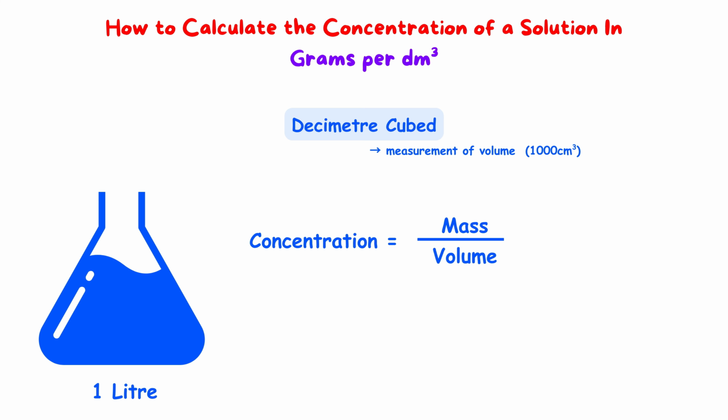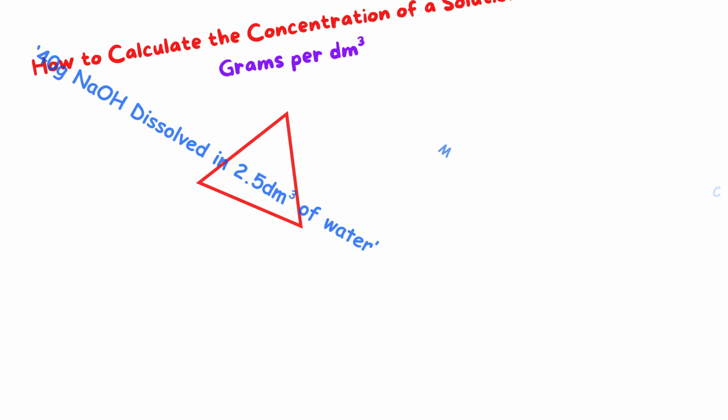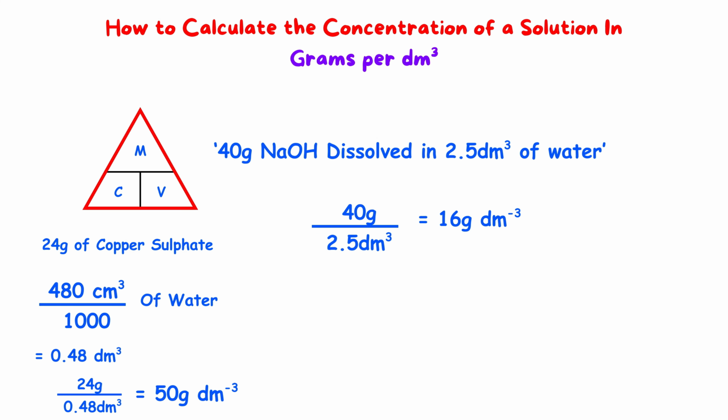The key equation that we use to calculate concentration is very straightforward and is written as concentration equals mass divided by volume, with mass measured in grams and volume in decimeters cubed. To make it easier to rearrange and remember, we often present this equation in the form of a formula triangle. The formula triangle is a helpful visual tool where the horizontal line represents division and the vertical line represents multiplication.